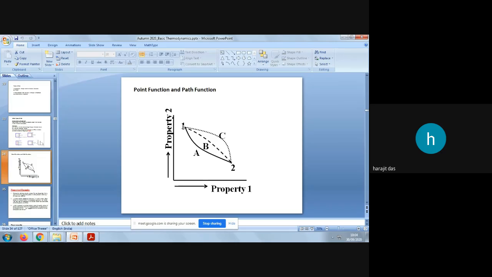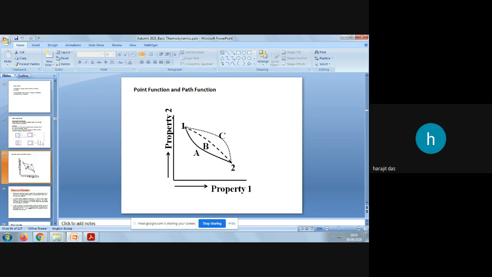So what is the pressure? P1 minus P2 you will get the pressure. Suppose this is volume, so V2 minus V1 you will get the volume, meaning the amount of expansion or contraction in the system. But the amount of heat in process A, process B, and process C, or the amount of work in process A, process B, and process C, are different, though the initial and final points are the same.